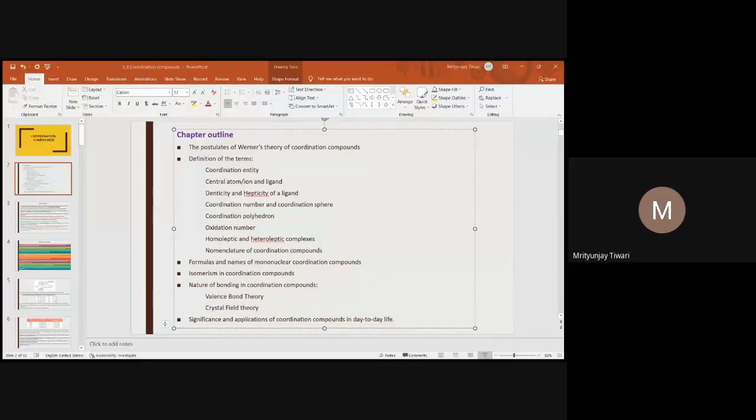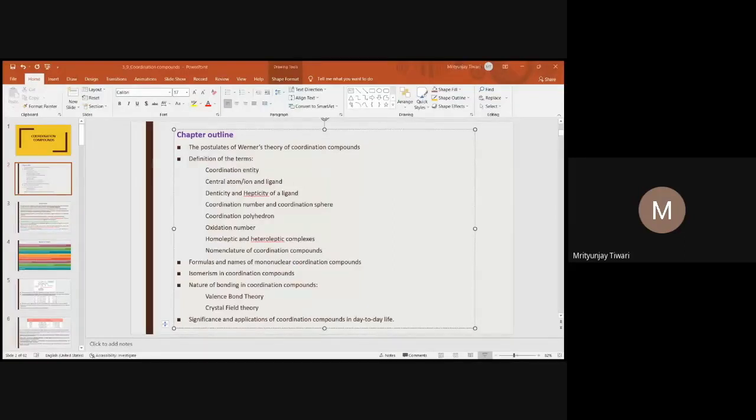Later on, today we see that this is not a necessary criterion for a coordination compound, but this was just a first study of coordination compounds. I read that around 1898 he published his work, so it is too early. Even at that time, we had no idea about chemical bonding or coordination bonding. There was no concept of chemical bonding at that time.